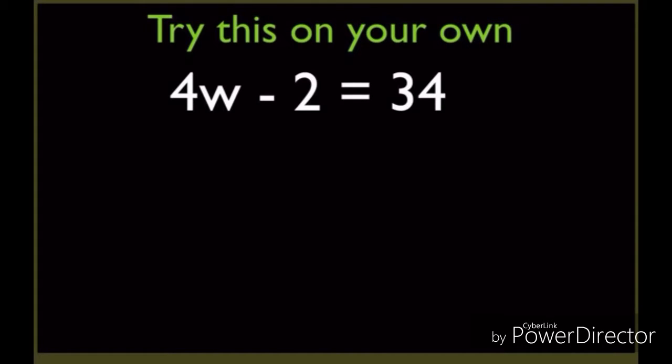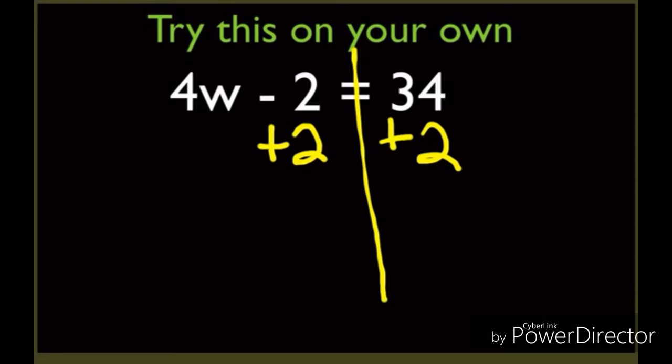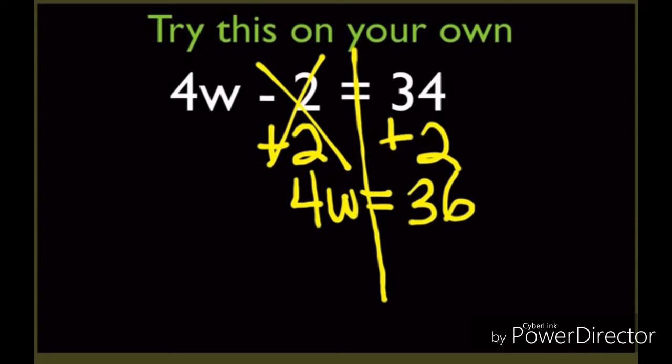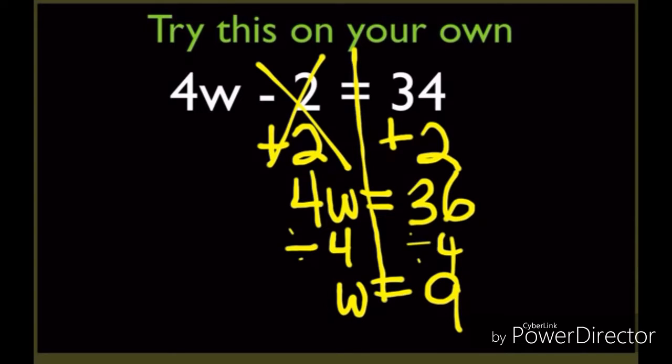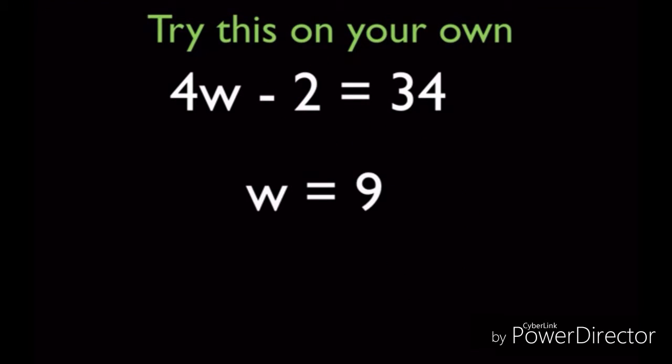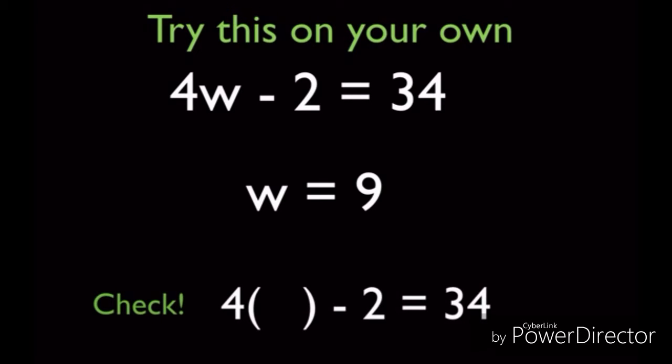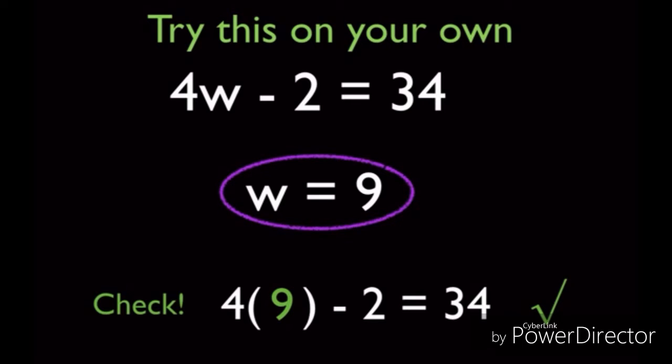Okay, so the first thing we're going to do is draw our line. We're going to add 2 to both sides. The minus 2 and the positive 2 are going to cancel each other out, which is going to leave me 4w equals 36. The next operation is to divide by 4, which leaves me w equals 9. And to check the answer, I'm just going to replace w with 9. 4 times 9 is 36. 36 minus 2 is 34. So we're good, and our answer is correct.